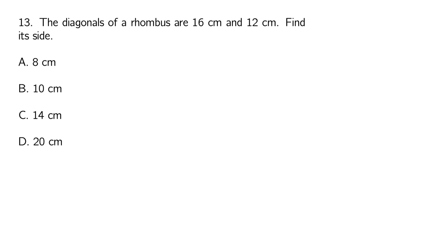The next question is question 13. It says the diagonals of a rhombus are 16 centimeters and 12 centimeters. Find its side. Now, the property of the rhombus we're going to use is that the diagonals of a rhombus bisect each other at 90 degrees.